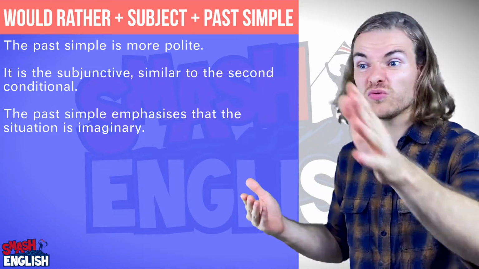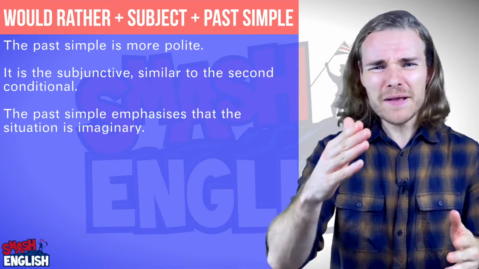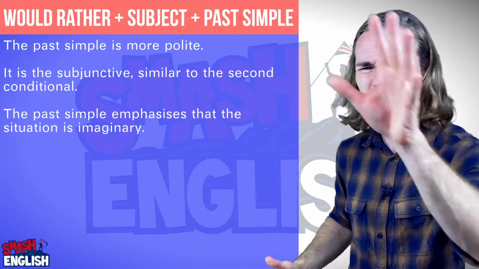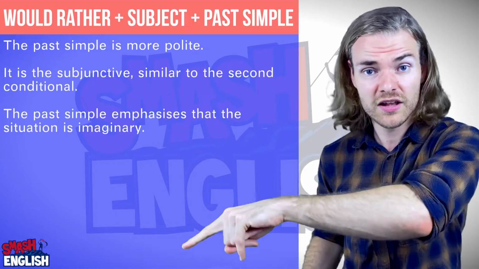I would rather you didn't do that. That means maybe in an imaginary future you are doing that, and that makes me feel very angry, so I say, no, I would rather you didn't. Please do not do that in the future.